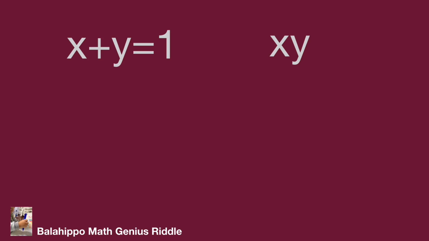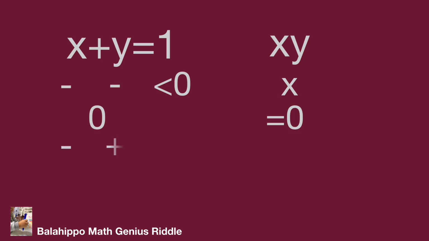A common approach is to focus on the relation between x and y: x plus y equal to 1. This tells us something. If x is negative and y is negative, then x plus y is less than 0. It will not happen. If one of x or y is 0, then x times y equals 0. If x is negative and y is positive, then x times y is less than 0.